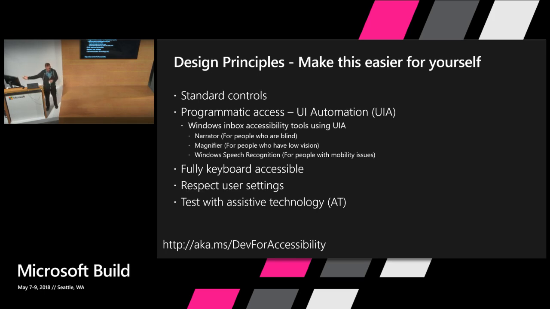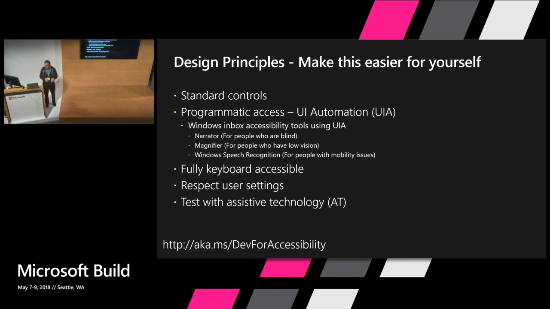And if you use standard controls, you will get UIA for free. Within Windows, the accessibility tools that ship in the box include Narrator, a screen reader used by blind individuals. That's a tool you can use to test, and I'm going to use it in a little bit. Also, Magnifier, a screen enlarger that magnifies the screen for someone with low vision, is in Windows. Speech recognition for people with mobility issues is also in the box with Windows.